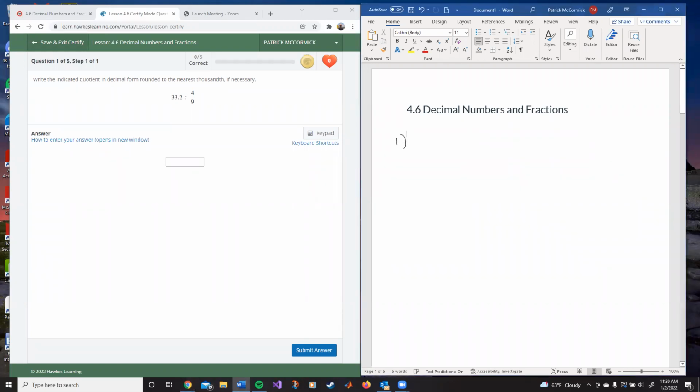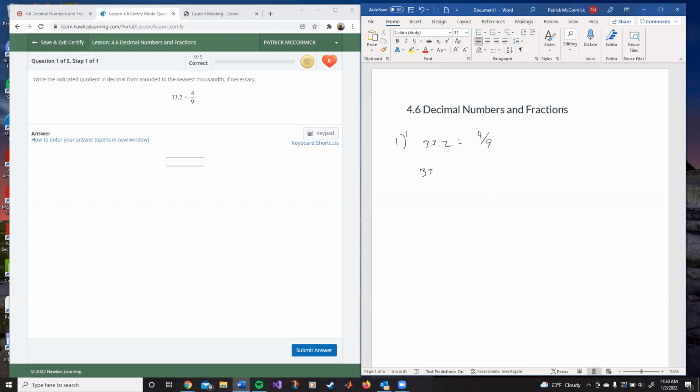So 33.2, let me write this down, divided by 4/9. So notice we got decimals and fractions. Now, we got two options. We can convert 33.2 to a fraction or 4/9 to a decimal and then divide it. Or the easy way, I call it, is to put it in your calculator exactly as it says. So let's go ahead and do that.